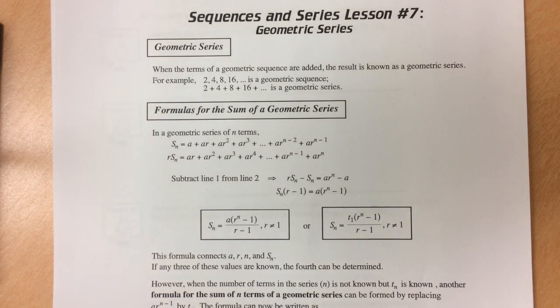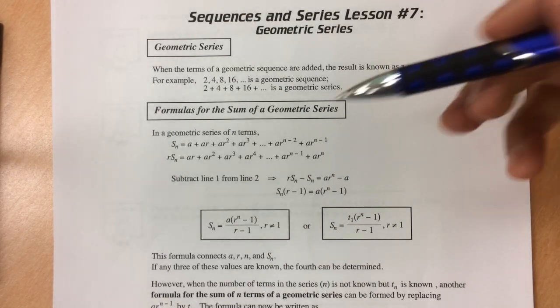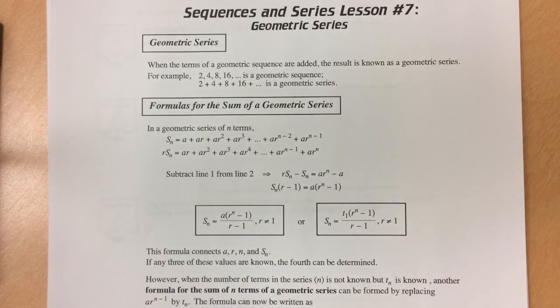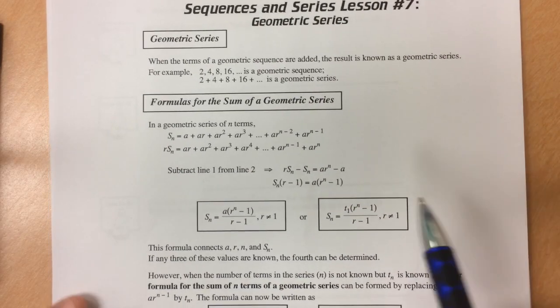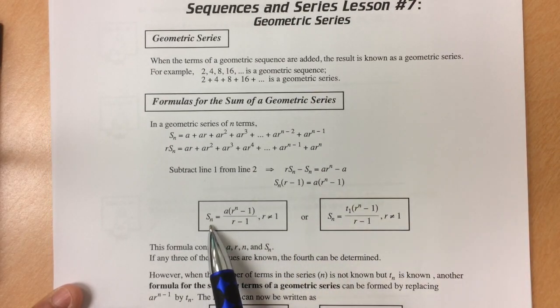Welcome to lesson number 7. We're looking at geometric series now. So what happens when you have a geometric sequence and you add each of the terms from term 1 to Tn? We're going to be looking at two different formulas. Well, actually, it's really four different formulas that can be written in different ways. But this is the first one.